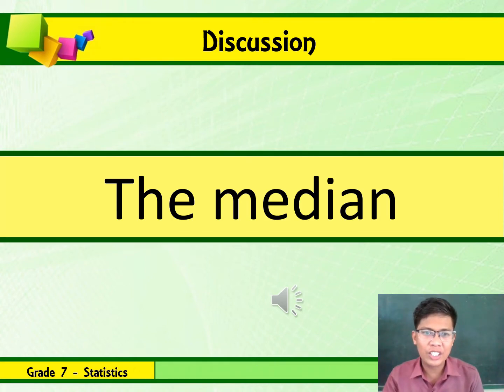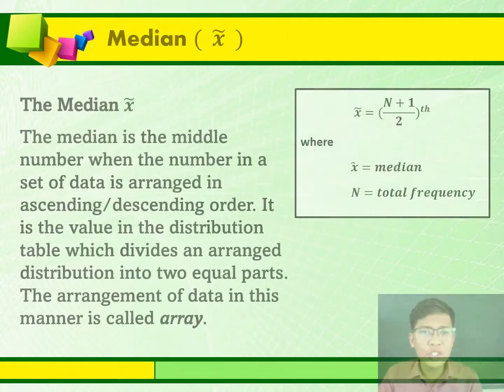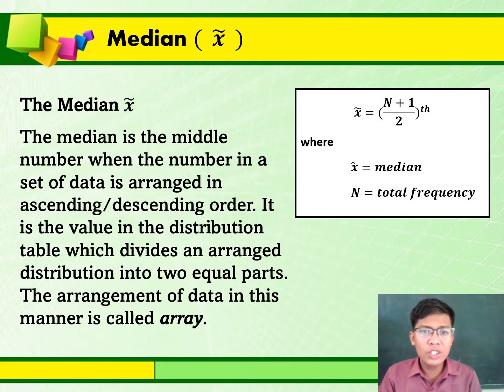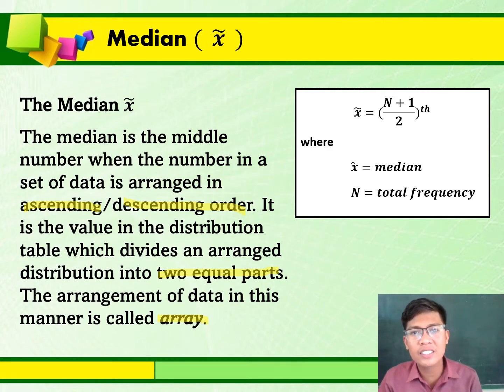So the median is the middle number when the numbers in a set of data are arranged in ascending or descending order. It is the value in the distribution table which divides an arranged distribution into two equal parts. The arrangement of data in this manner is called an array. As you can see, class, the median has this symbol, which can also be read as x curl.